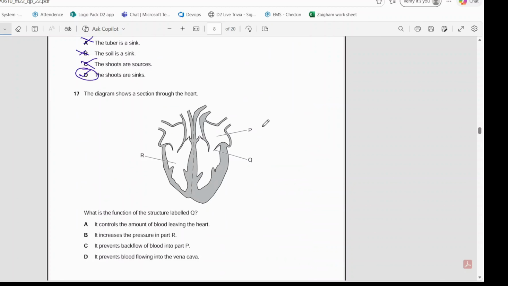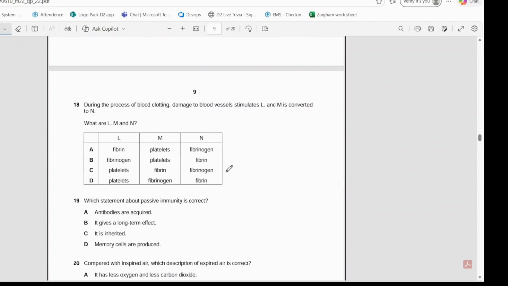Okay, diagram of heart is given. What is Q? This is atrioventricular valve. What is the function of this? So which option is correct? C. It prevents the backflow of blood into part P, which is atria.